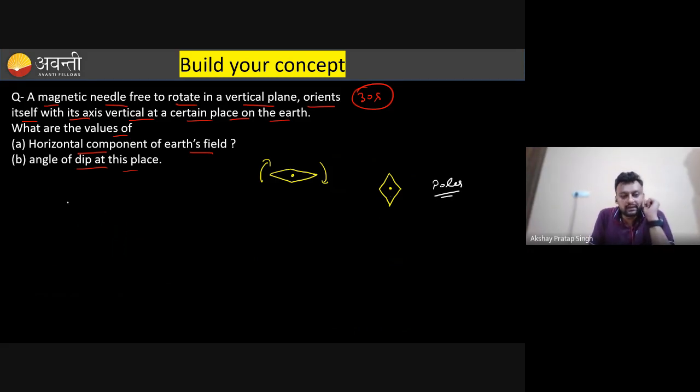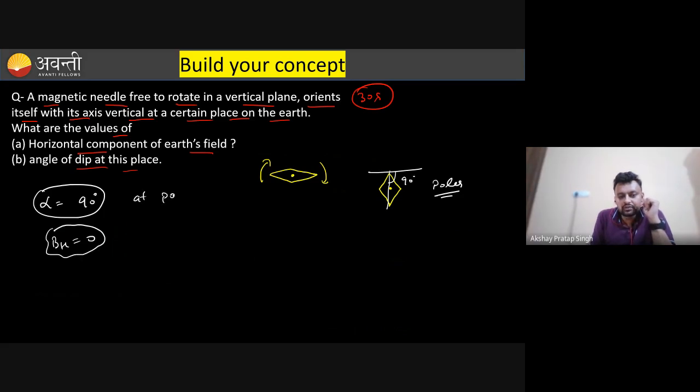If it happens at the poles, that means the angle of dip will be 90 degrees. The angle dipped by it with the horizontal direction is 90 degrees. So the angle of dip is 90 degrees. And if the angle of dip is 90 degrees, or the field is vertical, then at this place the horizontal component will be zero. I hope you remember this. It happens when you are at the poles, so at the poles the horizontal component will be zero.